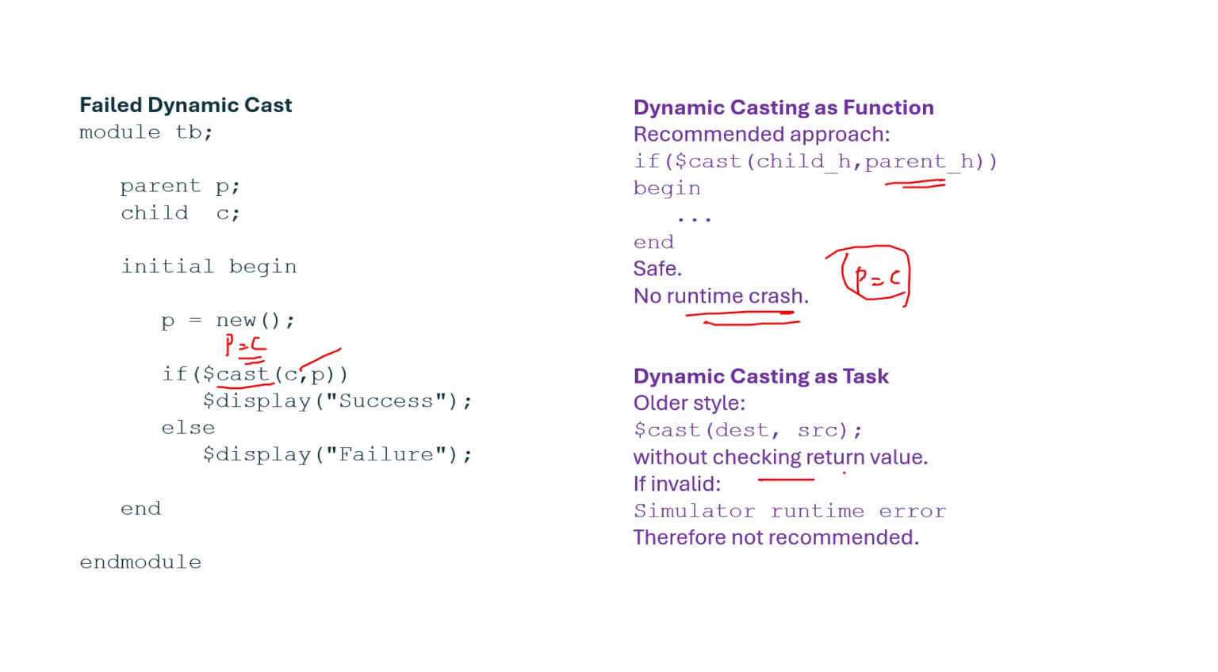So without checking the return value, we are not getting the value. So the simulated runtime error we are getting, because it is invalid. Why is it invalid? Destination comma source we are taking, but that is the older style. We need to assign p equal to c, then only we can assign that destination comma source, downcasting we need to apply. Okay.